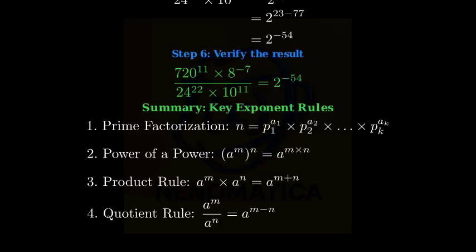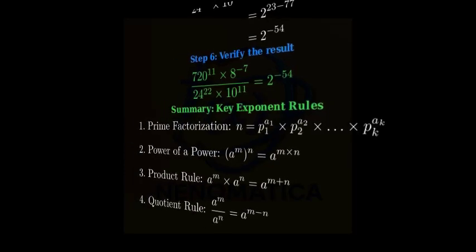We also used the product rule, which states that a to the power of m times a to the power of n equals a to the power of m plus n. Finally, we applied the quotient rule, which states that a to the power of m divided by a to the power of n equals a to the power of m minus n. These rules are essential when working with expressions involving exponents and different bases.